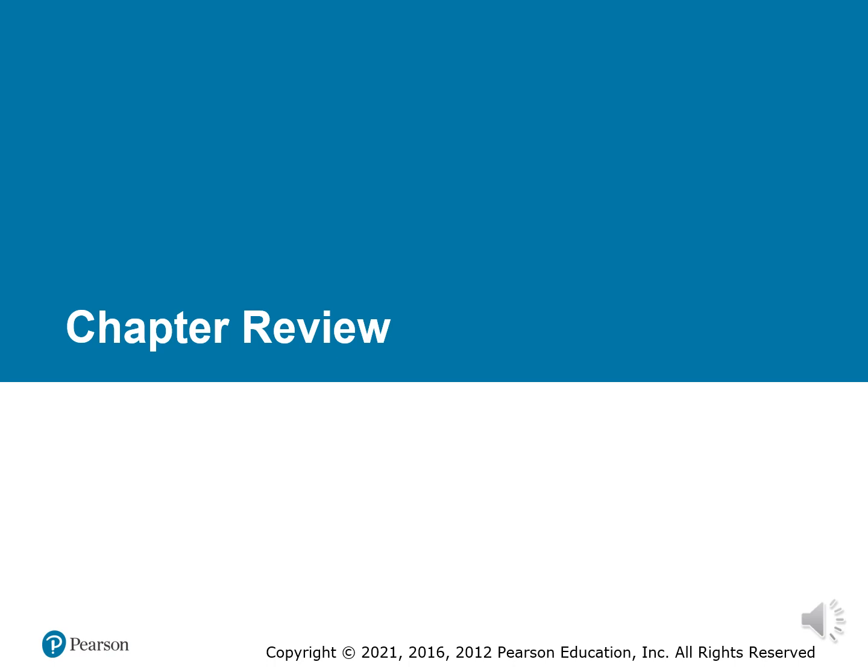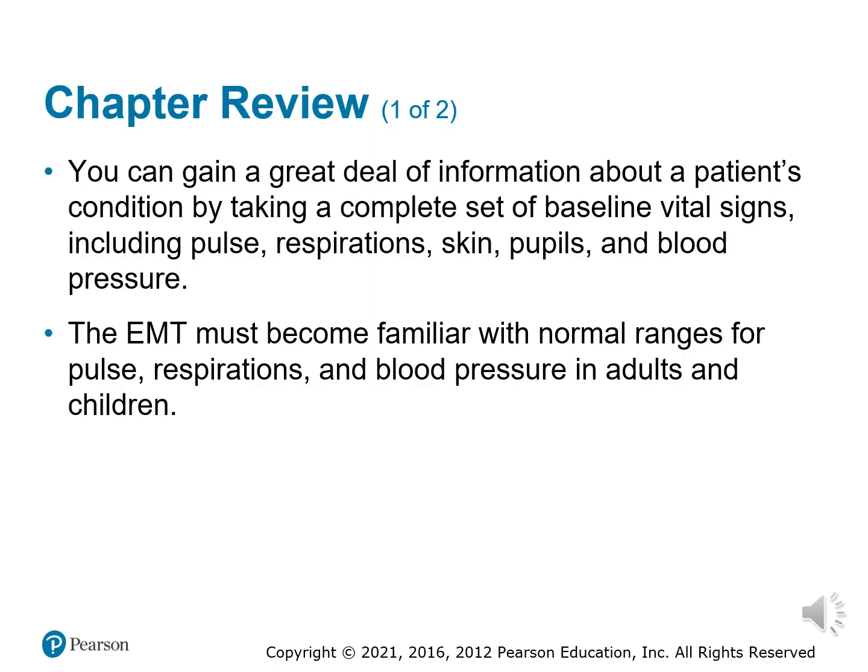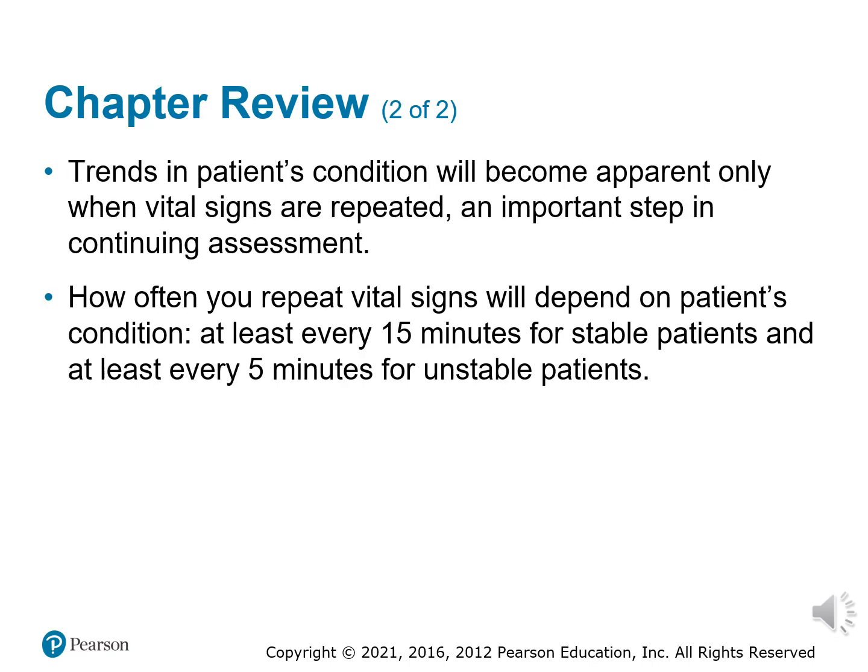All right, let's do a quick chapter review. You gain a great deal of information about a patient's condition by taking a complete set of baseline vital signs, including the pulse, respirations, skin, pupils, and blood pressure. The EMT must become familiar with the normal ranges for pulse, respirations, and blood pressures in adults and children. Trends in patient's condition will become apparent only when vital signs are repeated, an important step in continuing assessment. How often you repeat vital signs will depend on the patient's condition. It's at least every 15 minutes for stable patients and at least every 5 minutes for unstable patients.